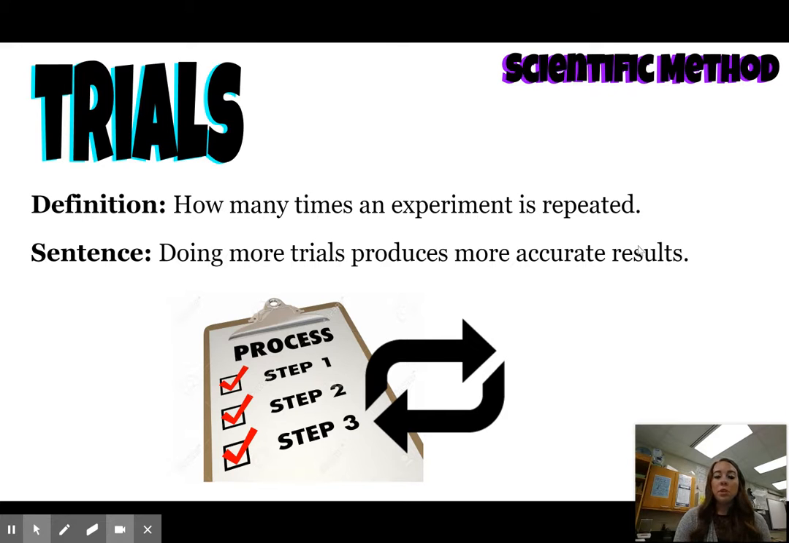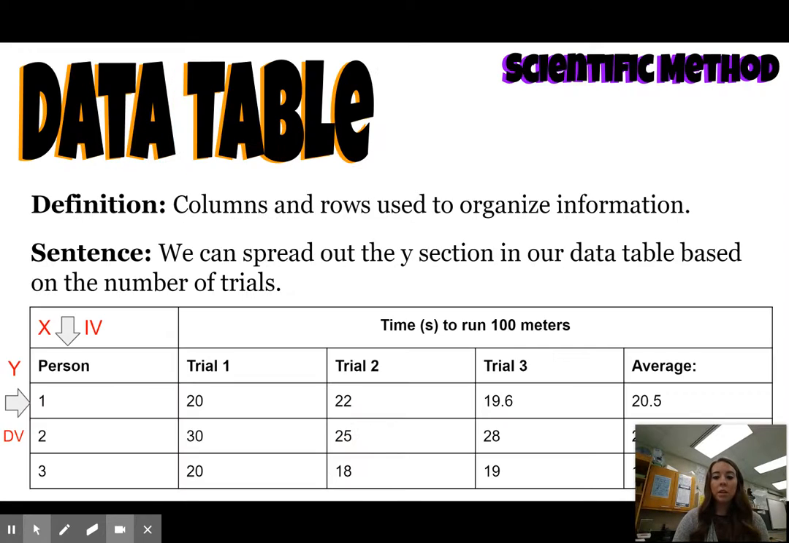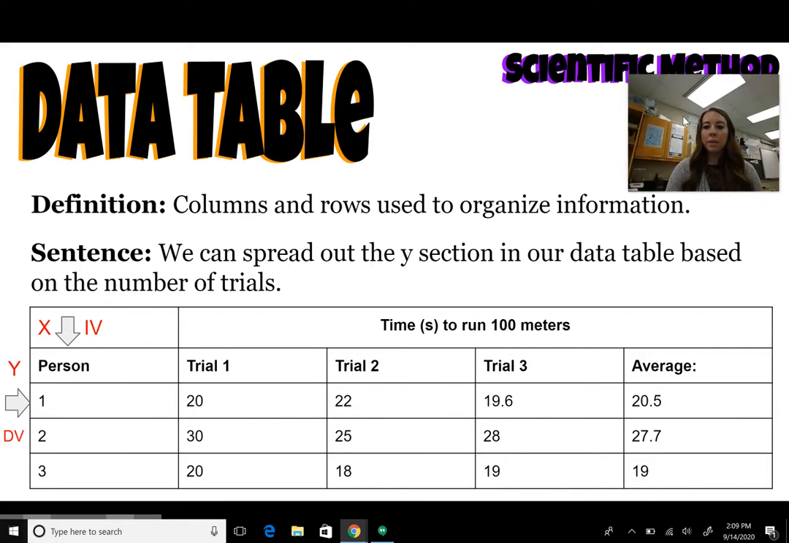So, take a moment, make sure that you wrote down the definition, the sentence, and you can draw some sort of picture or find one online to use. And so now, let's take a look at data tables here.